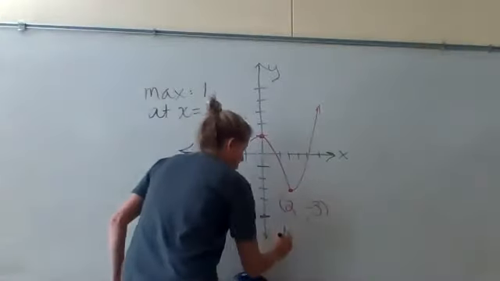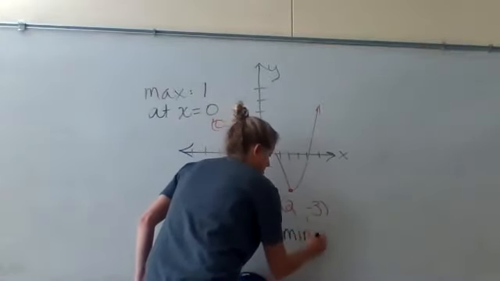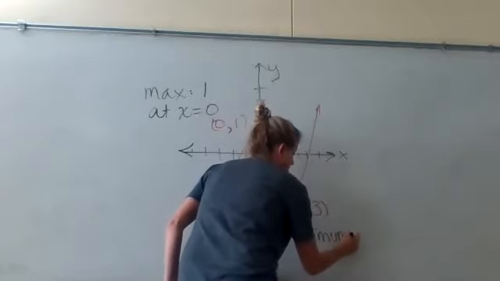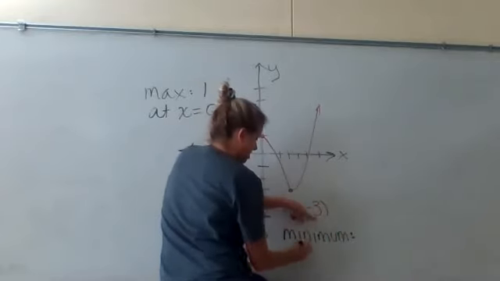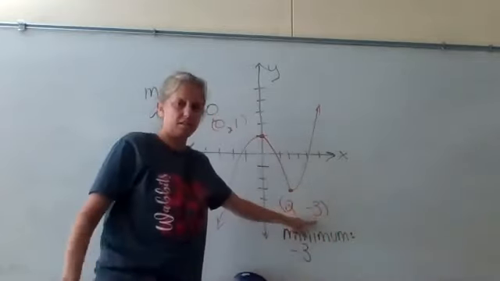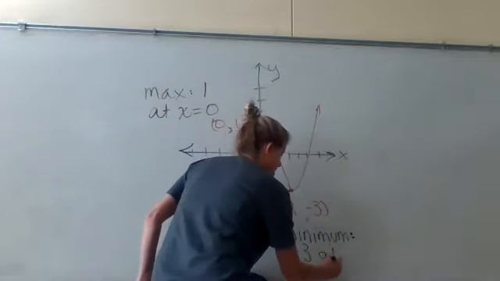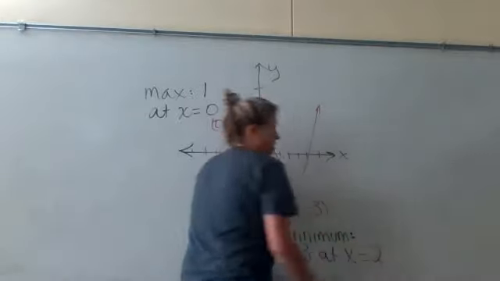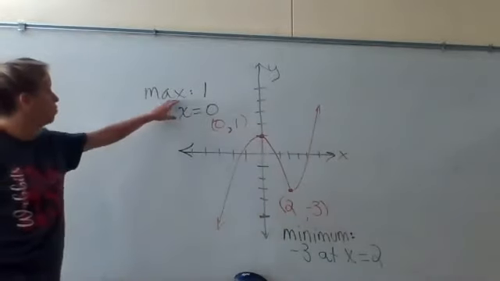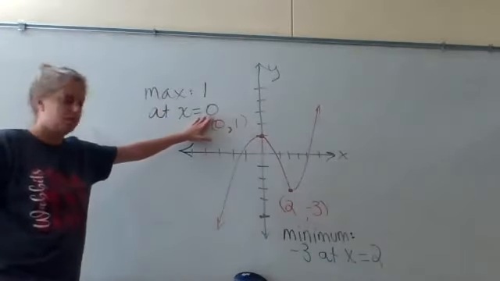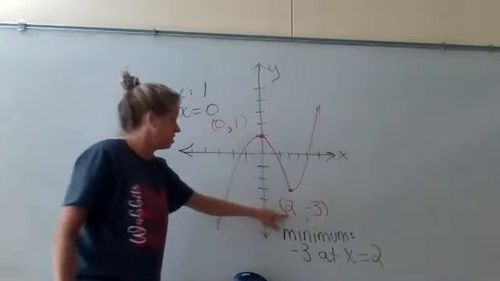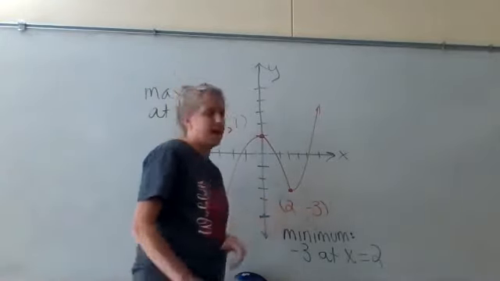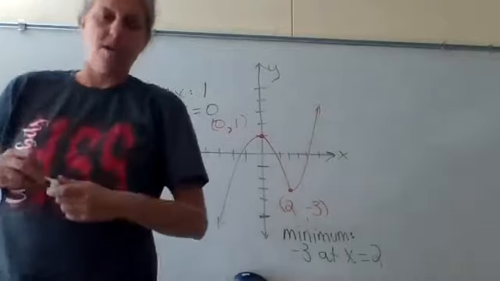0. So the maximum is at 1, where x equals 0. And then the minimum. The minimum value is negative 3. And where does it occur? It occurs at x equals 2. So the maximum is 1 at x equals 0. And the minimum is negative 3 at x equals 2.